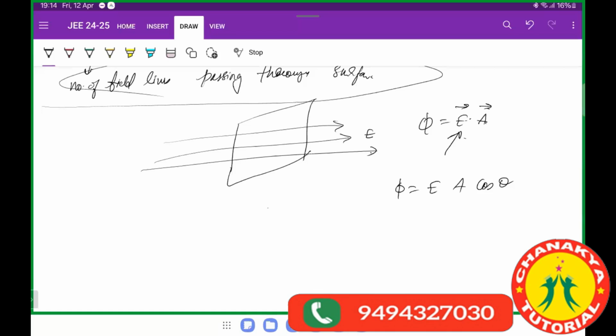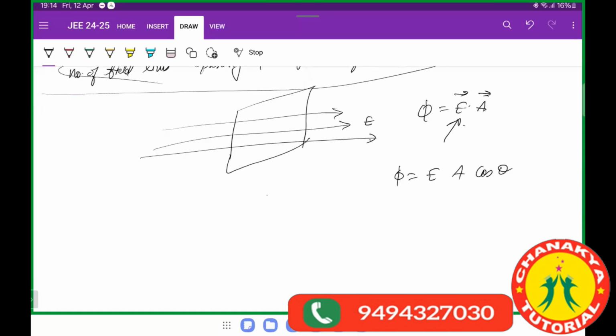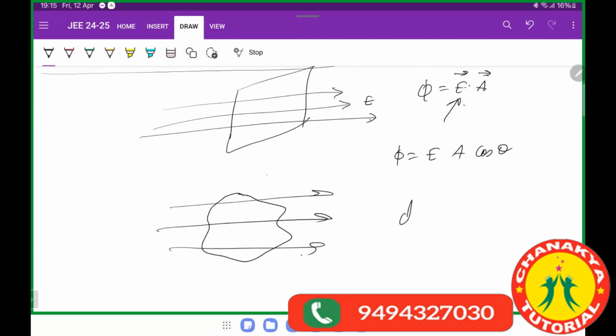So EA costs 5 here. So if it is not constant volume or not constant surface, if suppose the electric field is not constant throughout an irregular surface, then for that, what we'll do? dφ equals E dA. We'll integrate throughout the surface.